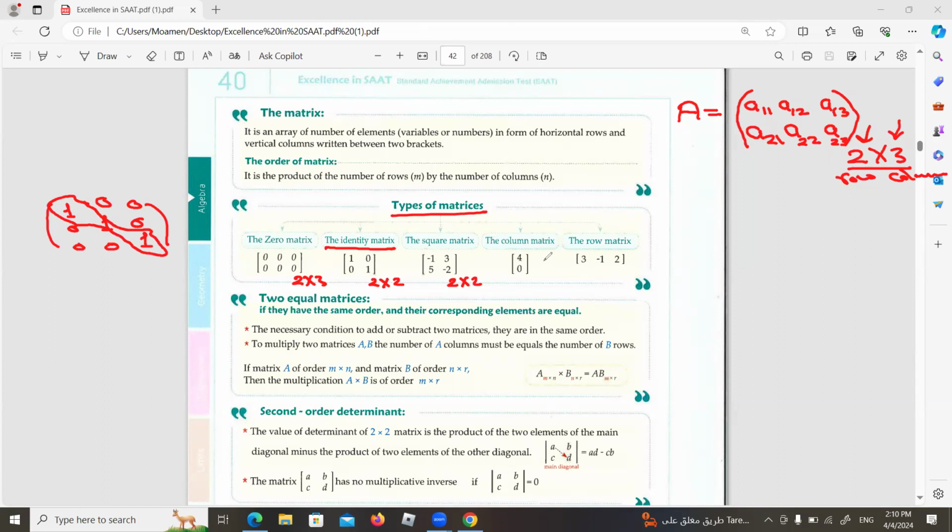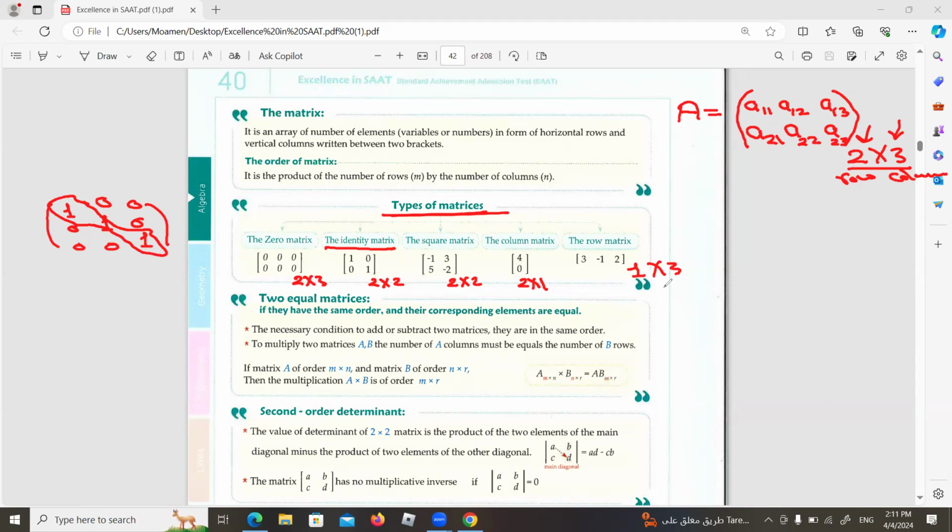A column matrix is a matrix that contains one column and any number of rows, like this. We have two rows and one column. A row matrix is the opposite. We have one row and any number of columns. So we have one row, multiplied by 3, yes, we have 3 columns. Okay, so these are the types of matrices. We have the zero matrix, we have the square matrix. A special case of the square matrix is called the identity matrix, where all the elements are zero except the main diagonal elements. We have the column matrix and the row matrix.